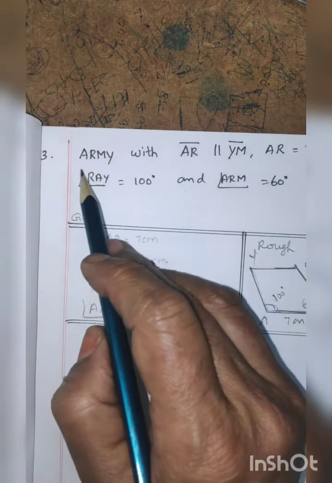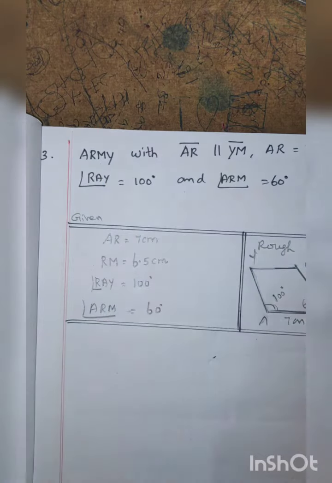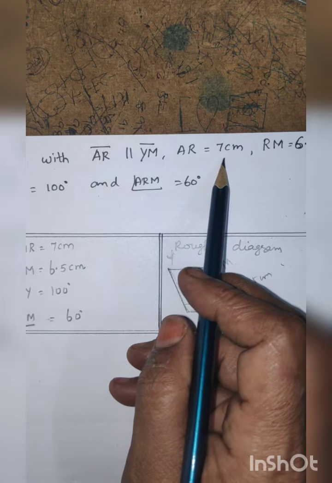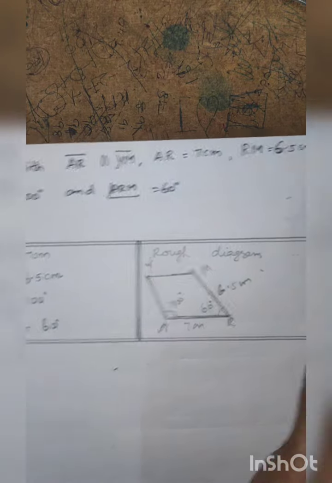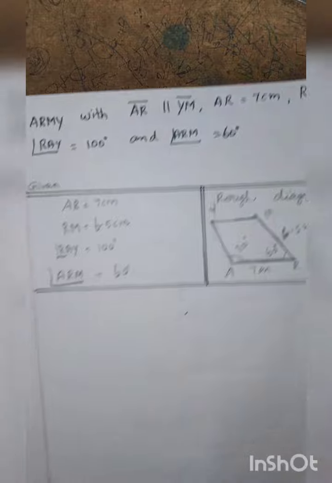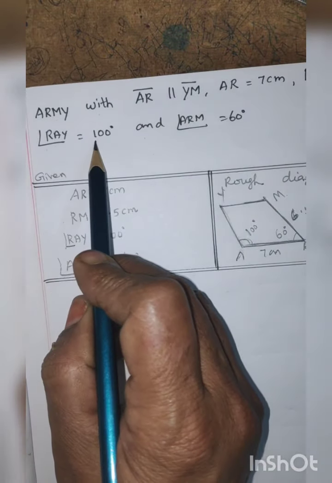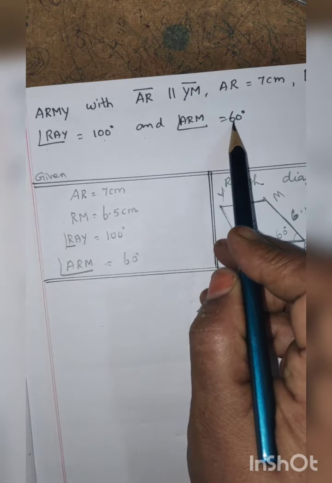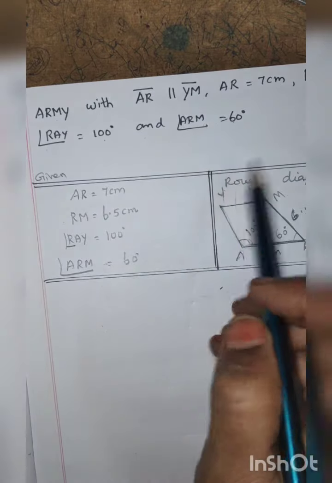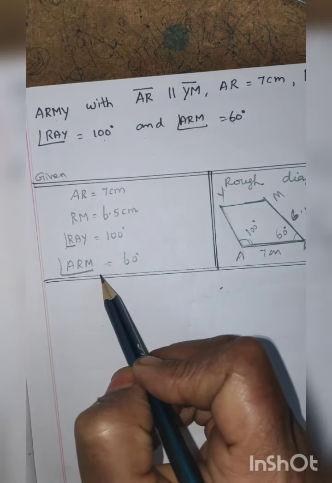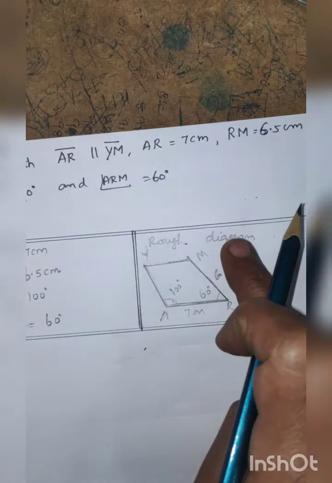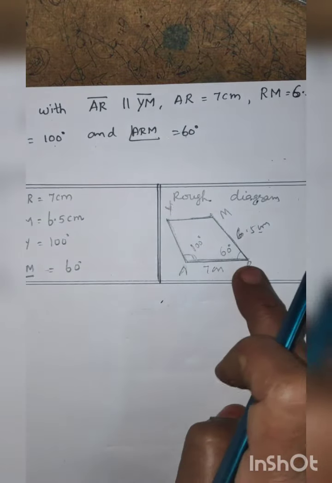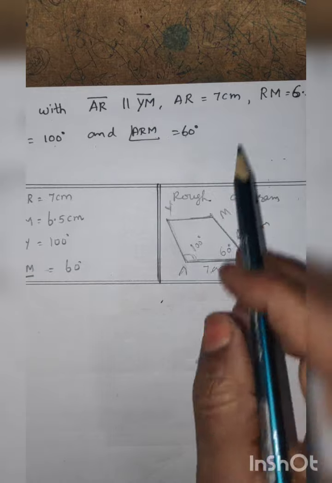Now next question, ARMY with AR parallel to YM. AR value is 7 centimeter. RM equal to 6.5 centimeter. Angle RAY equal to 100 degree and ARM equal to 60 degree. Find, draw the trapezium. Now what is given, you write it there. Whatever values they are given, you write, and draw the rough diagram. Rough diagram, ARMY. AR value equal to 7 centimeter.